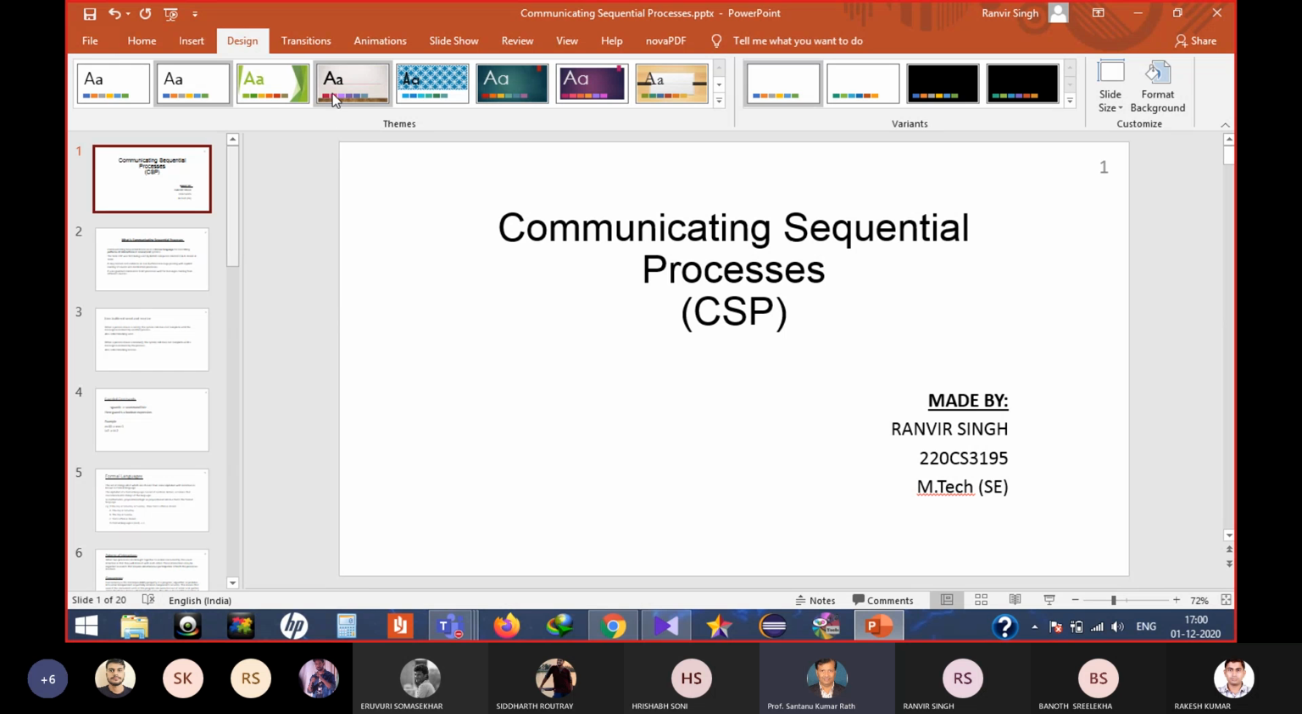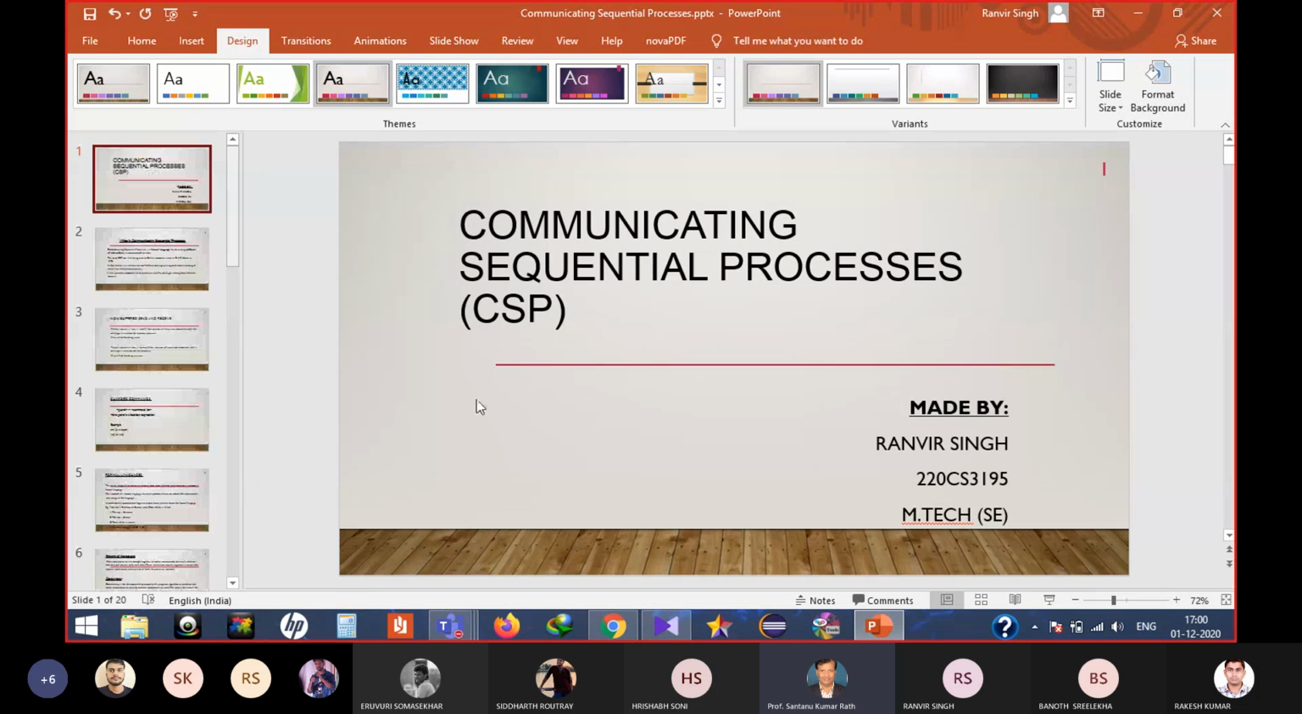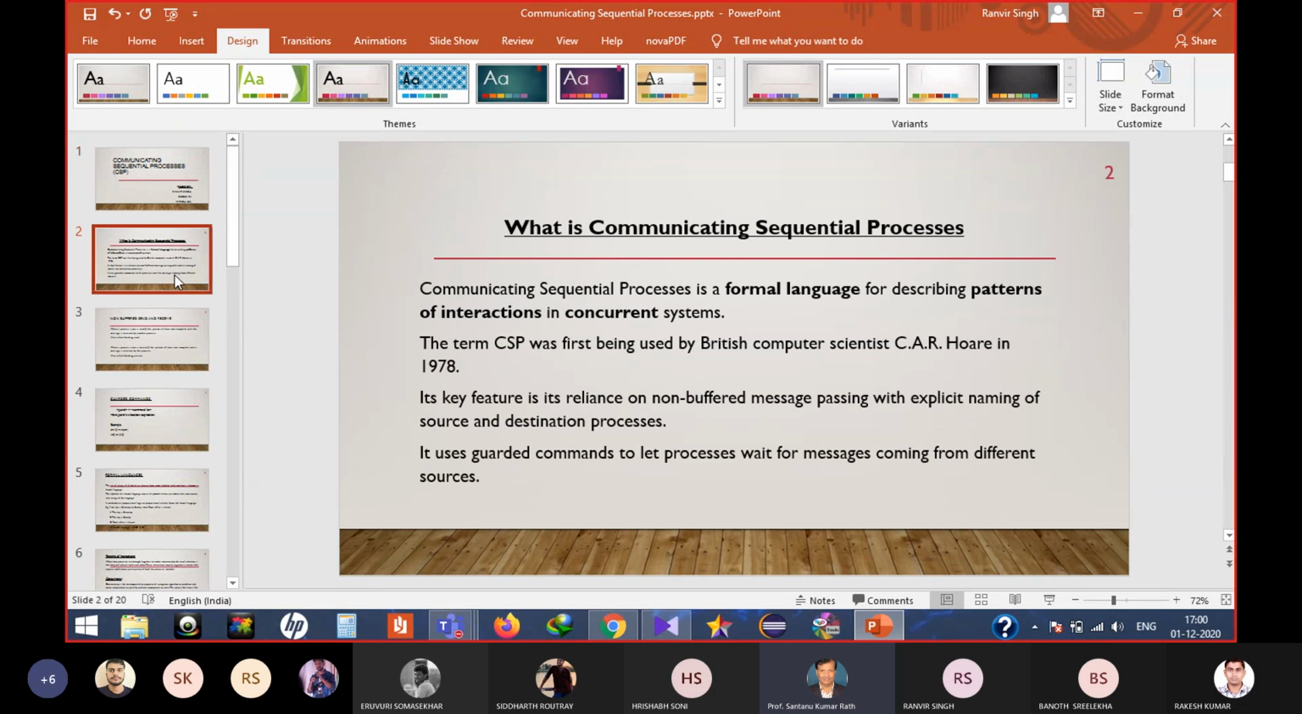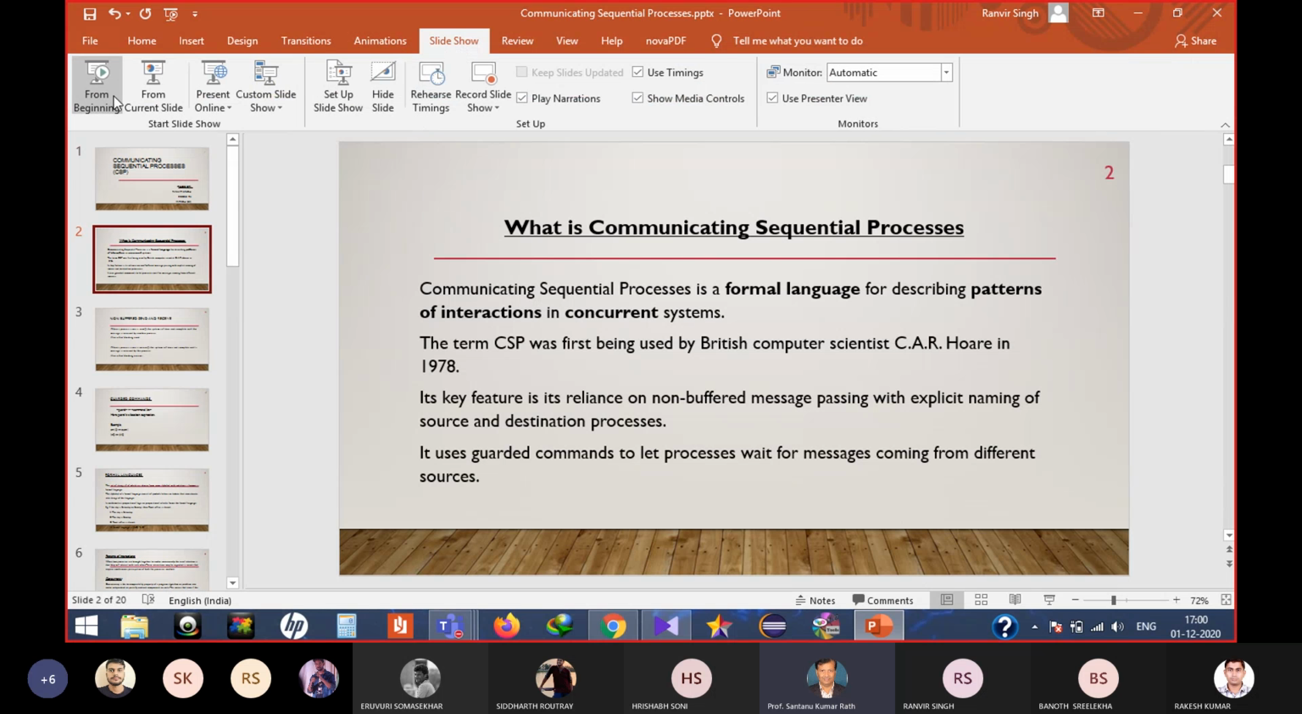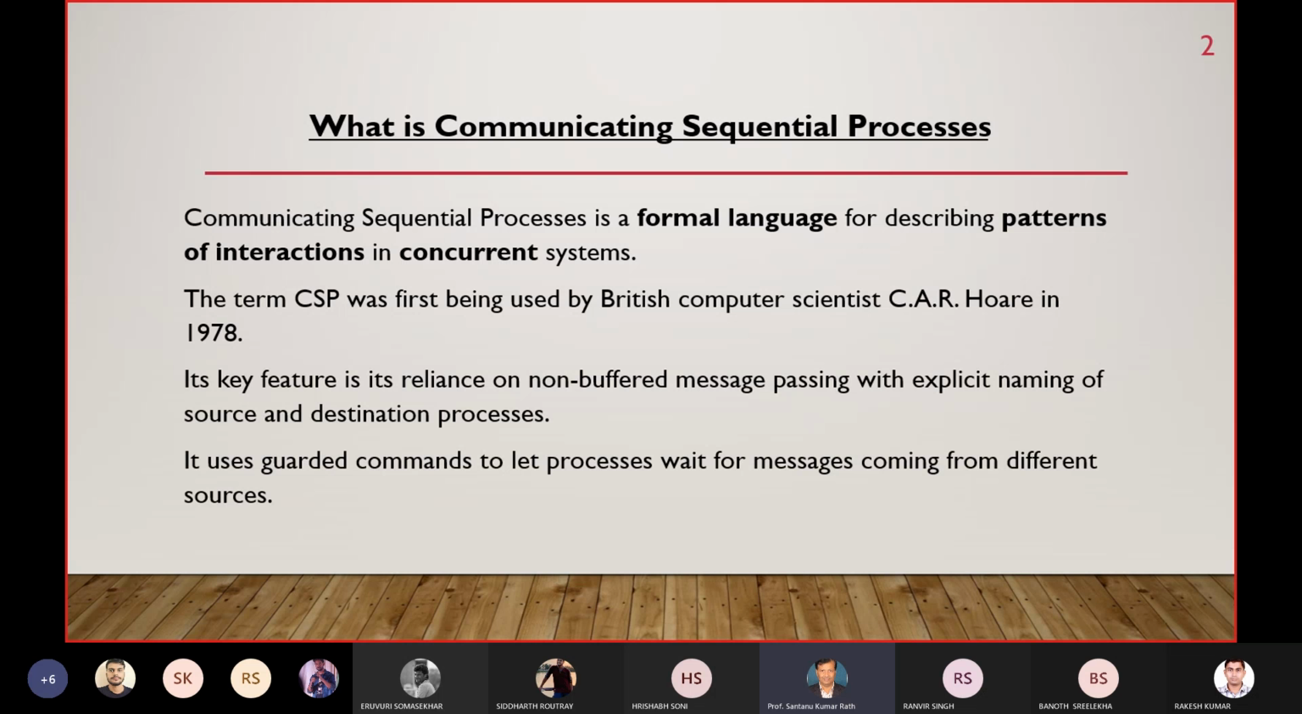You can make it bluish. Yeah, very nice. It should be appealing to the eye. Don't give problems to others.